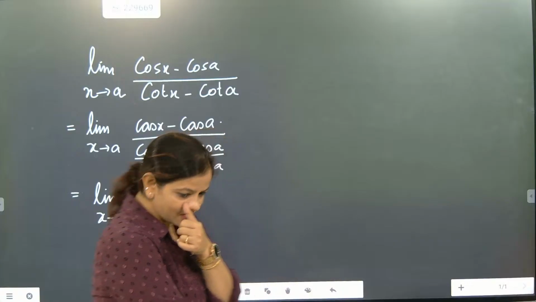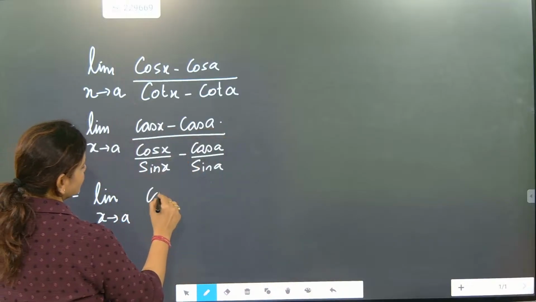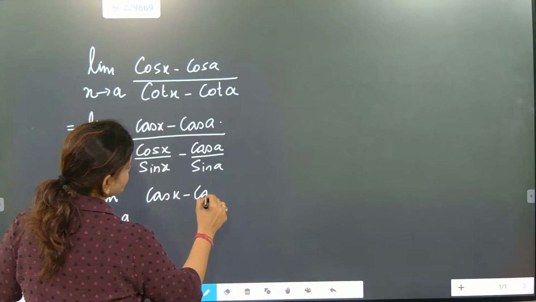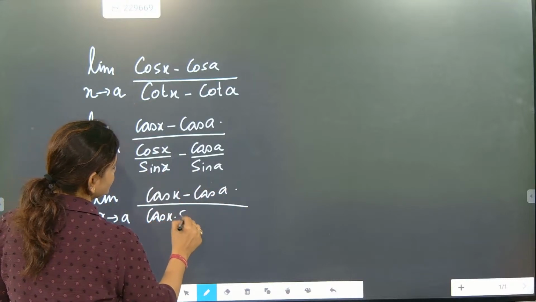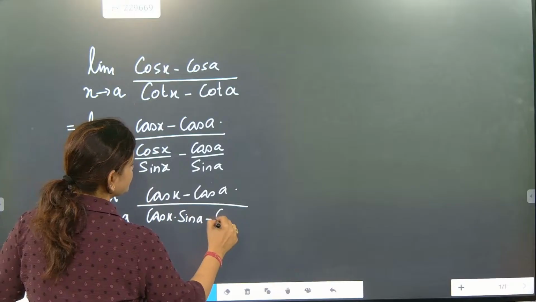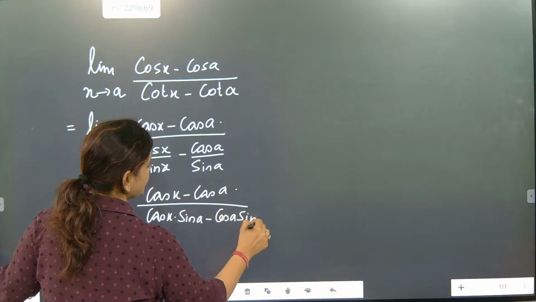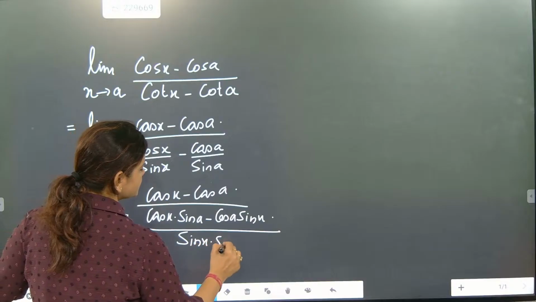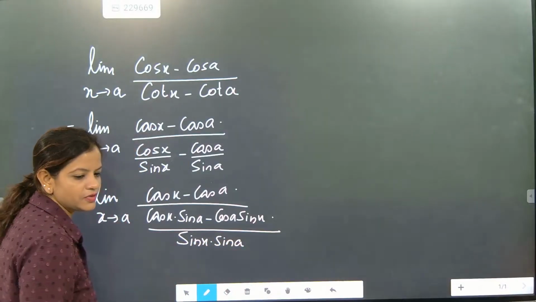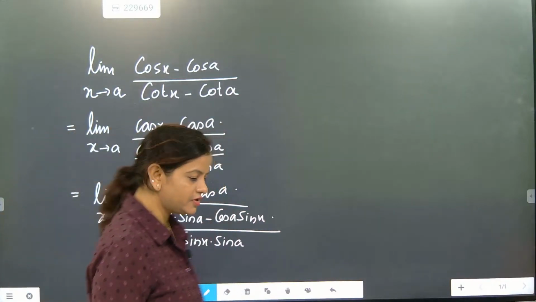Say, how to say? So now look at cos x minus cos a by cos x sin a minus cos a sin x by sin x sin a. Understood?